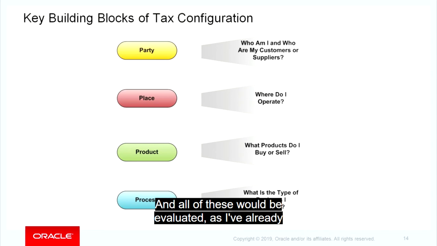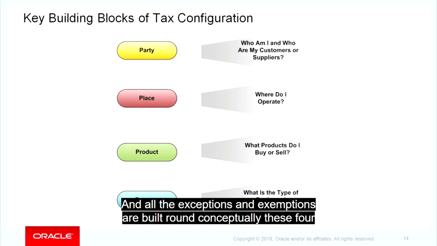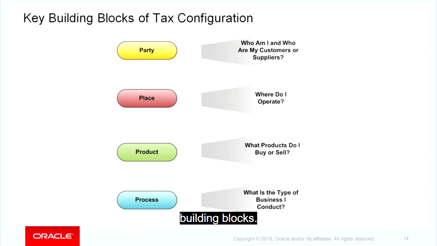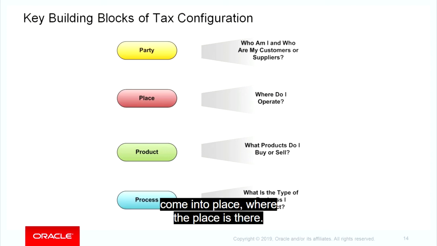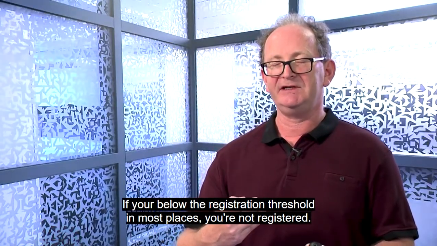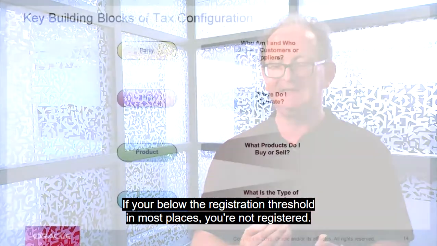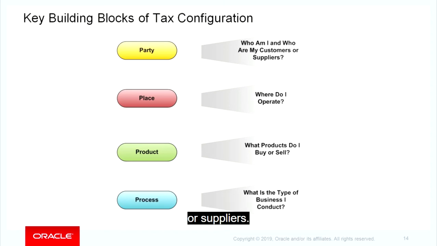And all of these would be evaluated, as I've already started to put the tax authority and all the exceptions and exemptions are built around conceptually these 4 building blocks. So if we've got an inter-EU movement, then very specific intra-EU regulations come into place where the place is there. Party, you can think about being registered. If you're below the registration threshold in most places, you're not registered. That means you don't have to apply transaction tax to those customers or suppliers.